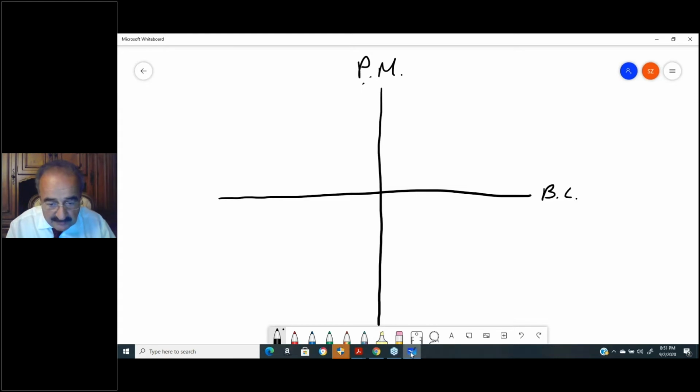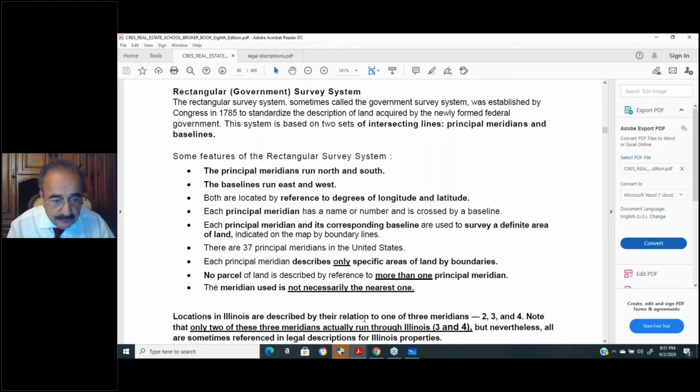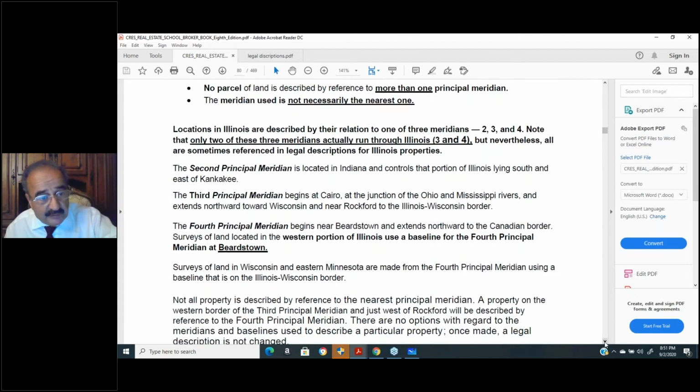So let me get back to my textbook where it's at. Scroll down a little bit. I'd like you to highlight, put X by the 2nd principal meridian, 3rd principal meridian, 4th principal meridian. Illinois uses the 2nd, 3rd, or 4th principal meridians to describe property. Only one of those 3. Now I got a map.